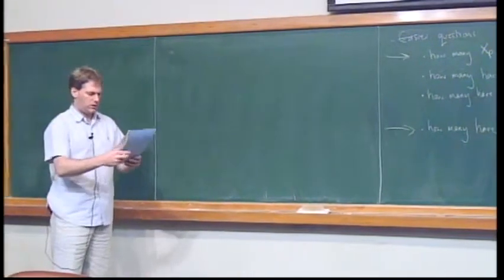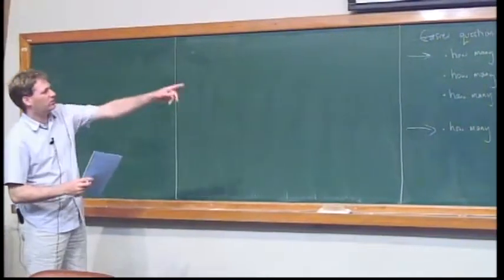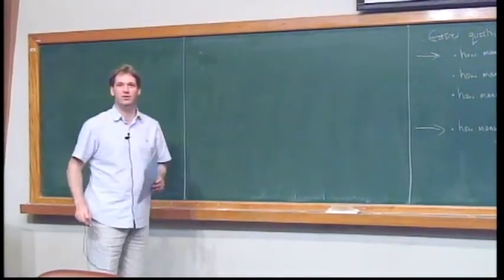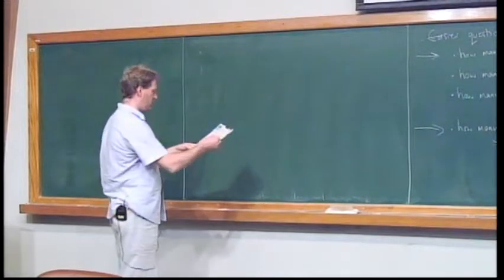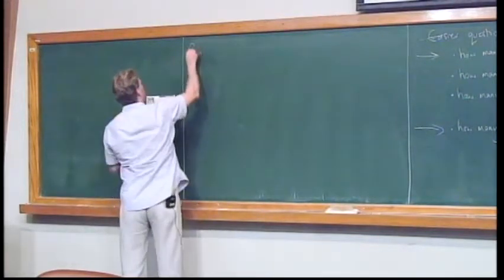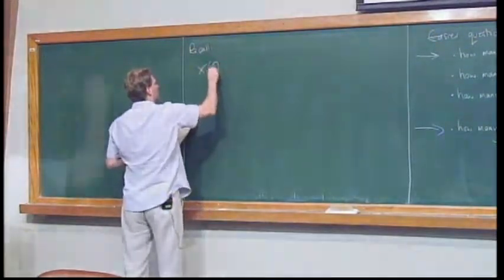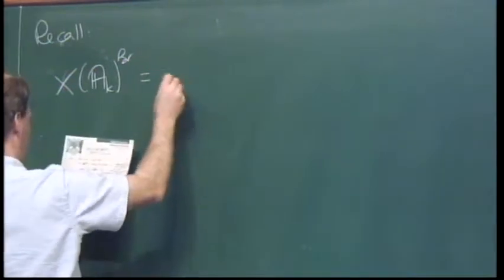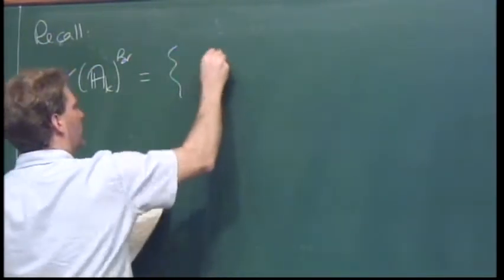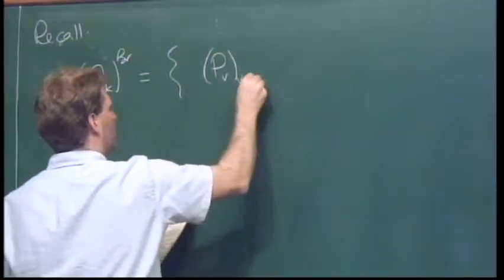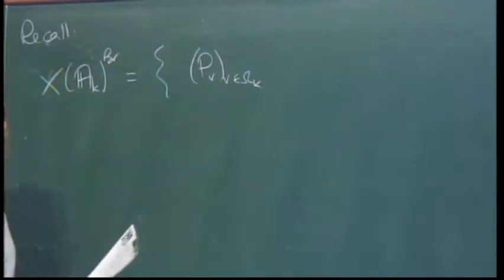Let me remind you a little bit about the definition of the Brauer-Manin obstruction, and we're going to need to understand it just a tiny bit better. So let's recall the definition of this set. X(A_K)^Br is the set of all adelic points, so that's a collection of points at each place.